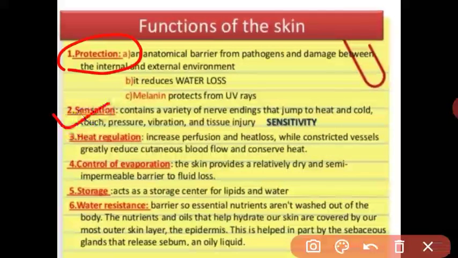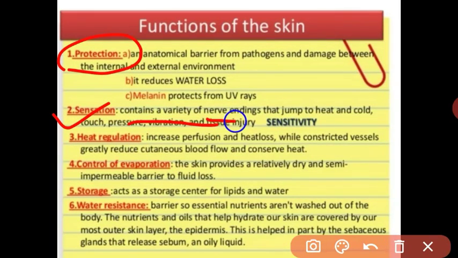The second function is sensation. I told you the skin is the largest sense organ. It contains a variety of nerve endings that respond to heat and cold. The skin also serves as a sense organ for touch, pain, pressure, heat and tissue injury. It is a very sensitive organ, and this organ lies all over the body. It is the largest organ in our body.